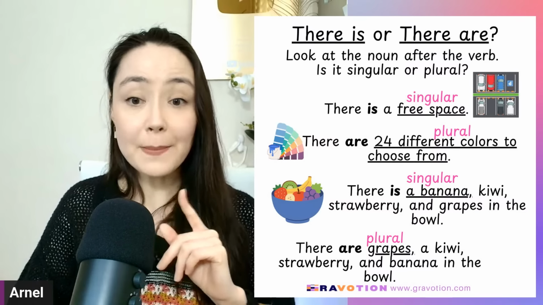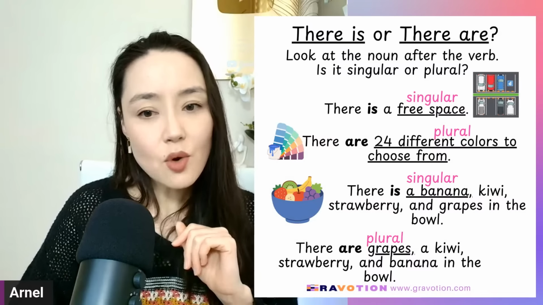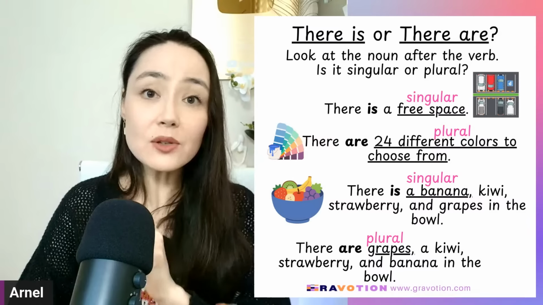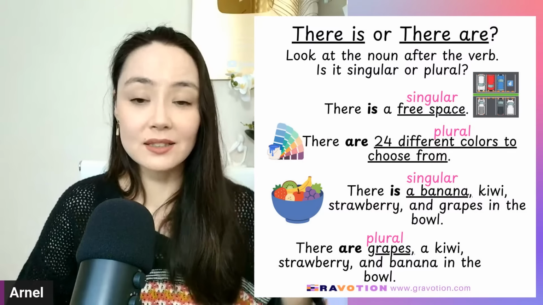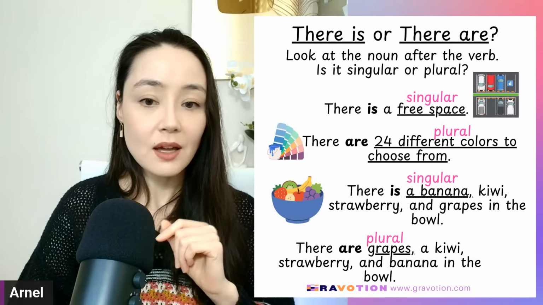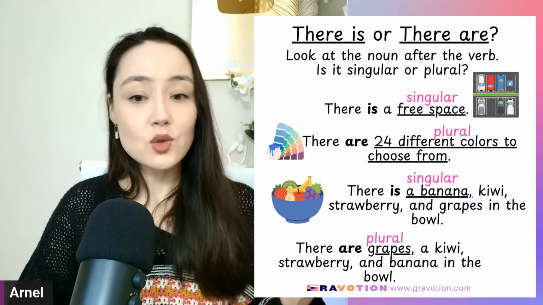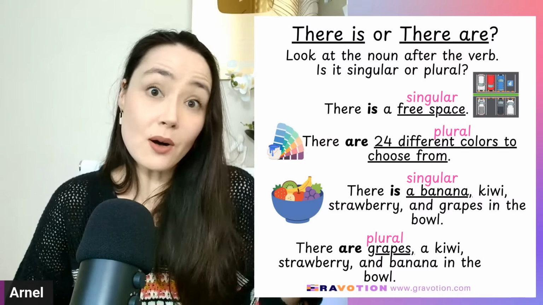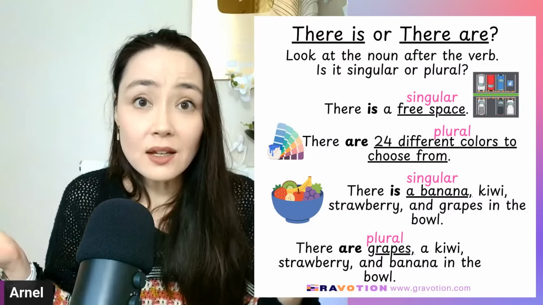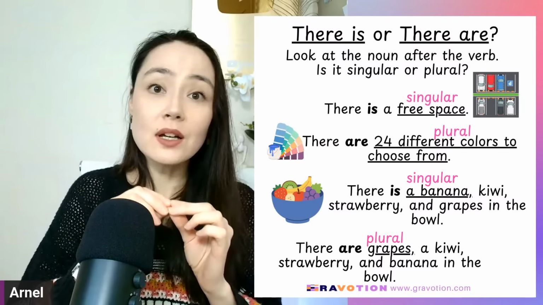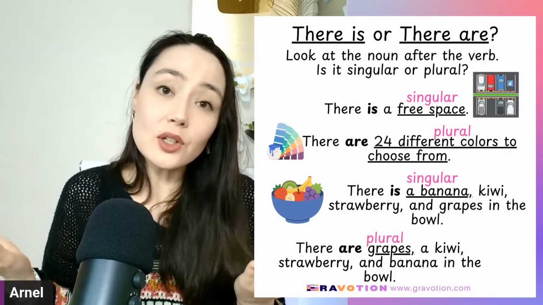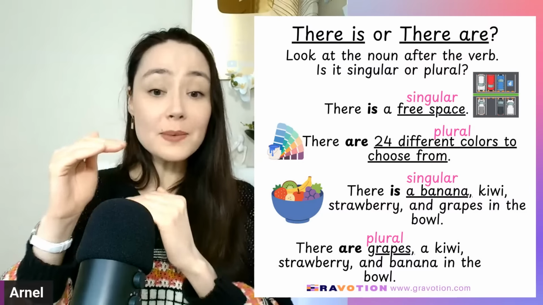There is a banana, kiwi, strawberry, and grapes in the bowl. After is, we have a singular noun, banana. There is a banana. There are grapes, a kiwi, strawberry, and banana in the bowl. So you can see the last two sentences mean the same thing. It's just you want to go for the noun that's immediately after the verb. If it's plural, use are. If it's singular, use is. Both of these bottom sentences are fine.